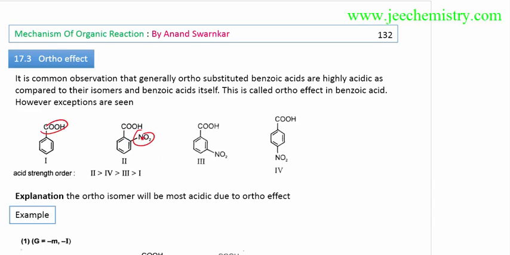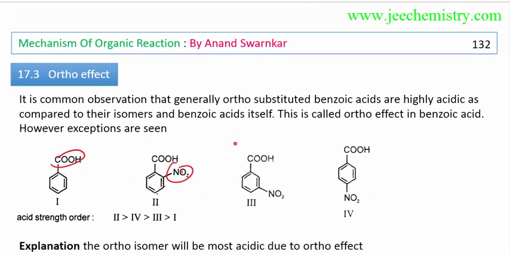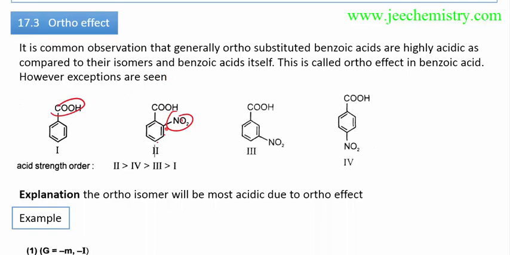Ortho effect means the ortho position. This is the ortho, meta, para positions. At the ortho position, if any group is present, it will act as an ortho effect, and this compound will be more acidic. It is a common observation that generally ortho-substituted benzoic acids are more acidic than their isomers and benzoic acid itself. This is called the ortho effect in benzoic acid. However, exceptions are there. So this ortho effect makes it more acidic.